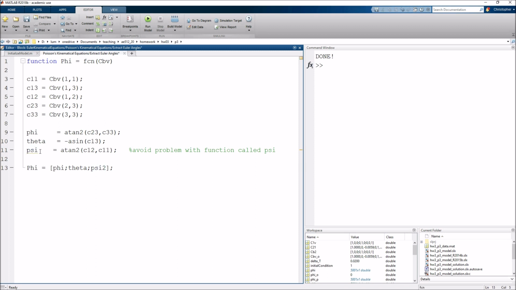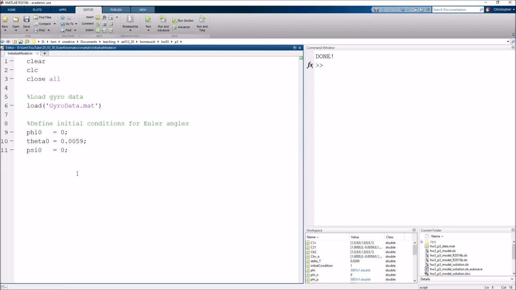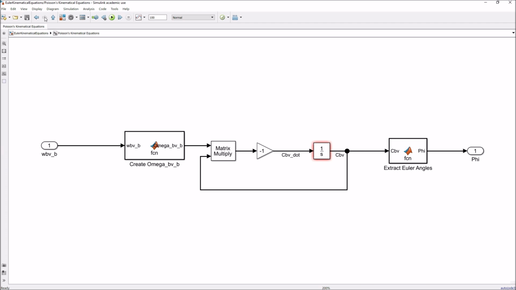I think MATLAB may yell at you. I think it's got a function called psi that it doesn't seem to like. So I call this thing psi2. It really doesn't matter. Okay, so that is what the Simulink model looks like.